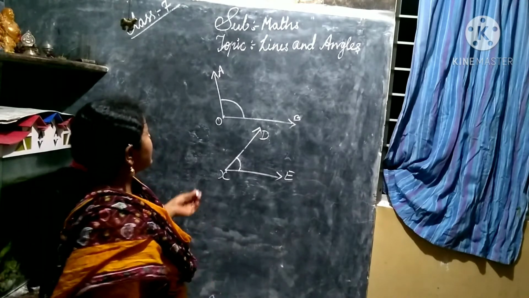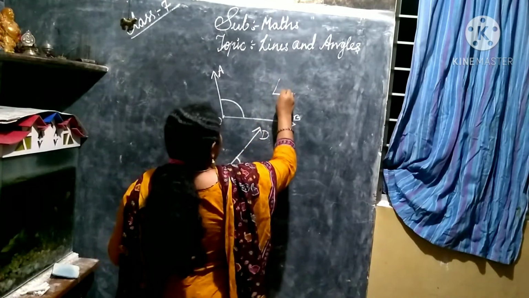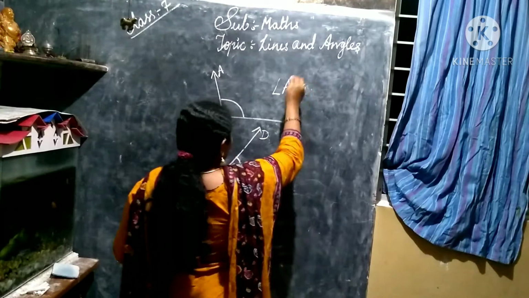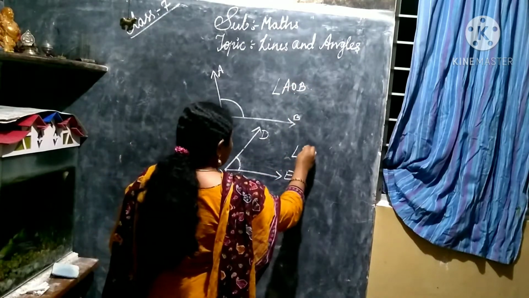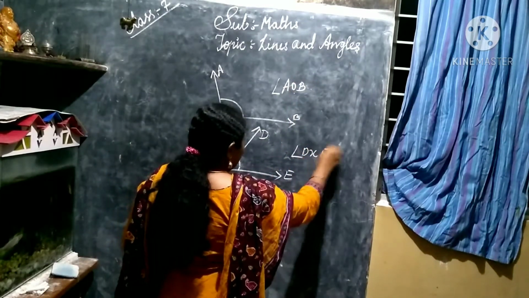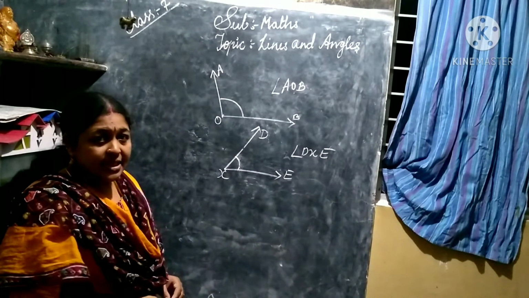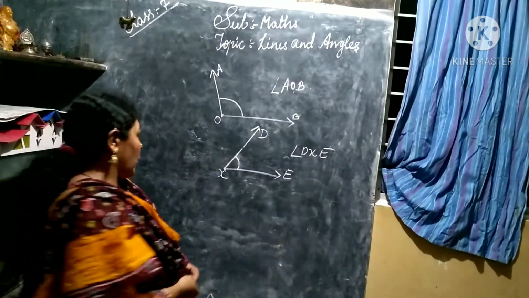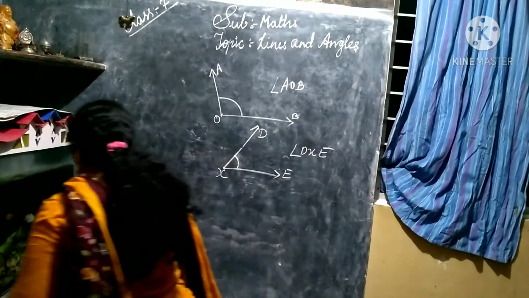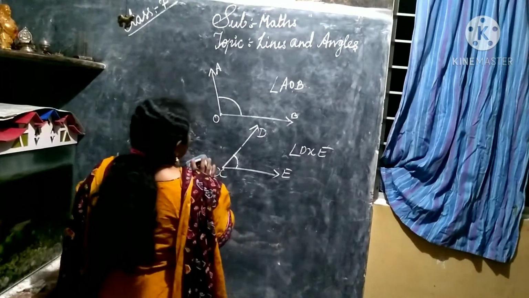So this is what we call angles. And how do you represent an angle? We represent angle as angle AOB. Here we'll write angle DXE. So this is how we represent an angle. I hope till here we all remember this, isn't it?